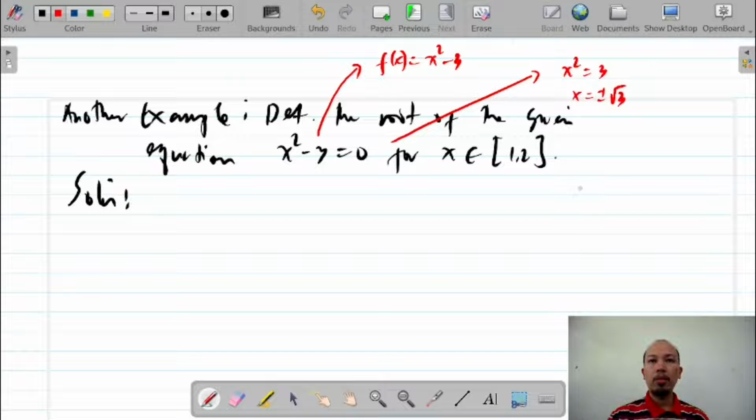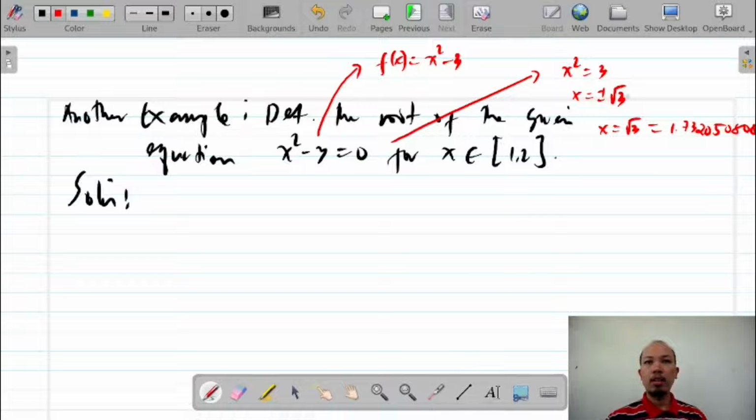Okay, and we know that for the positive square root of 3, the answer is irrational. Square root of 3 is 1.73. I'm using my calculator, 1.7320508. So basically, square root of 3 is in the interval 1, 2, not the negative root. Okay, so this is what we are trying to determine, to find that root. This is 1.73.